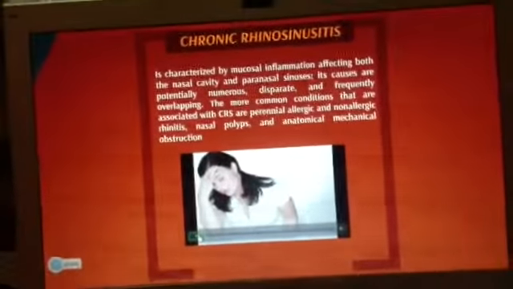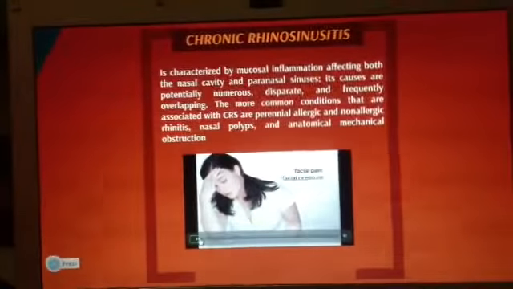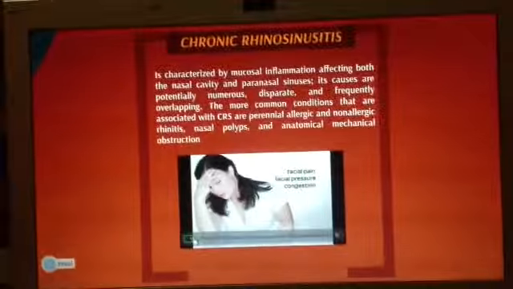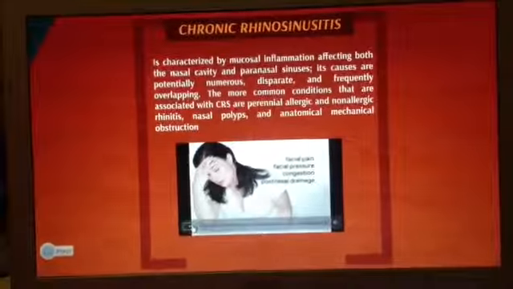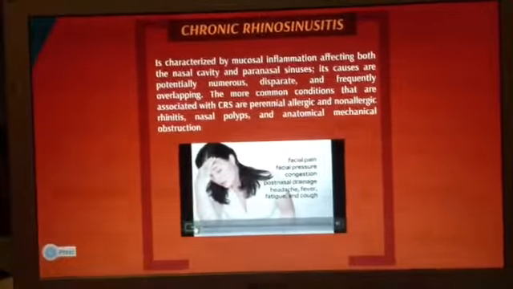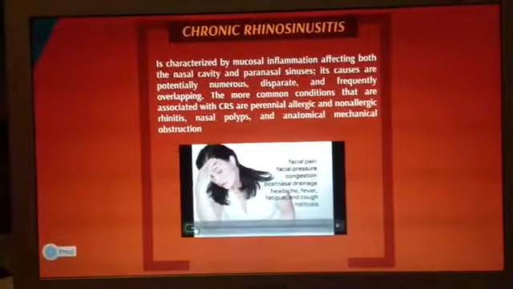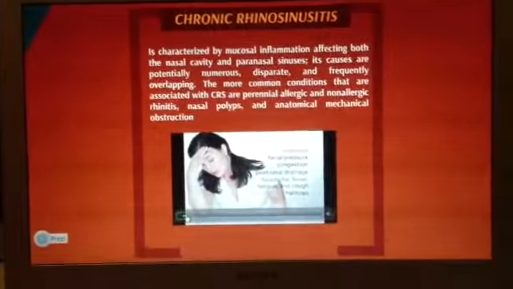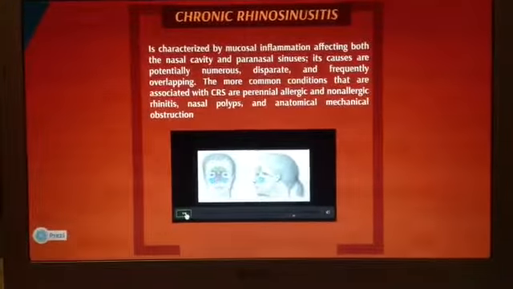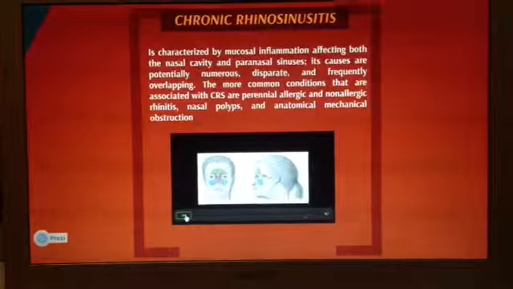Life is uncomfortable with facial pain and pressure, congestion, postnasal drainage, and maybe headache, fever, fatigue, and cough, not to mention halitosis. The culprit? Air cavities in the human skull called sinuses.